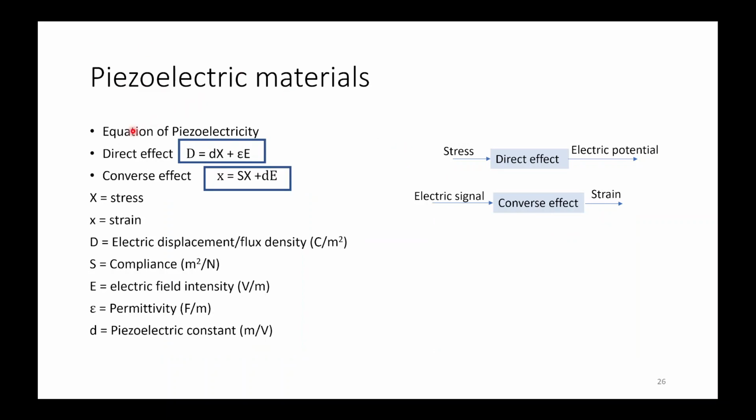In piezoelectric materials, these are the equations of piezoelectricity. For direct effect, D will be equal to dX plus epsilon E, and in converse effect, x will be SX plus dE. Here the symbols are: capital X is stress, small x is strain, capital D is electric displacement or flux density, S is compliance, E is electric field intensity, epsilon is permittivity, and d is the piezoelectric constant.